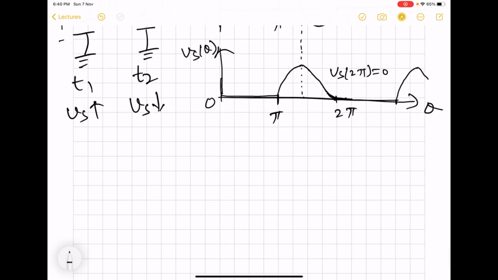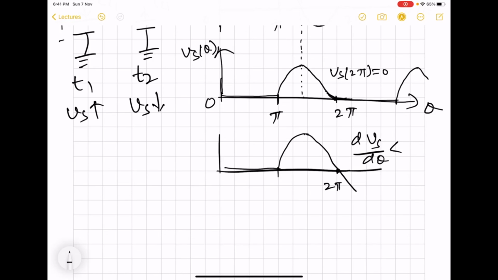For example, this waveform could have been like this. That is, of course, it is 0 for this portion, and voltage increases, and then it decreases, but then with 0 attained at 2 pi. But now here we have a slope also. So dVs by d theta here is negative. So this is one possibility for Vs.